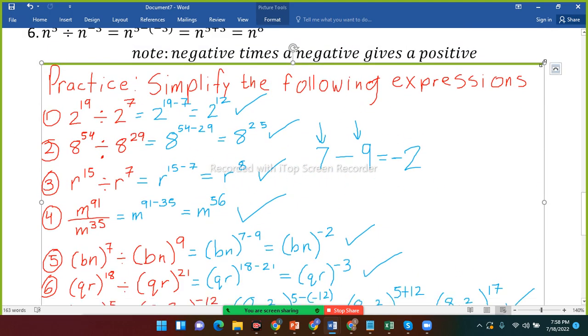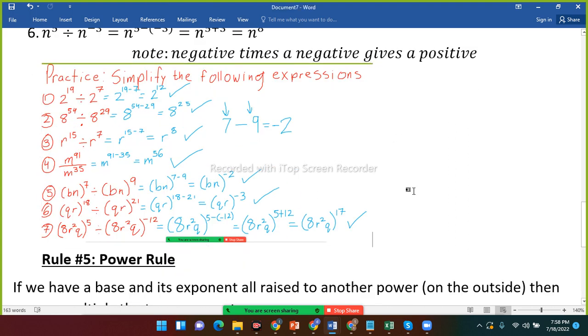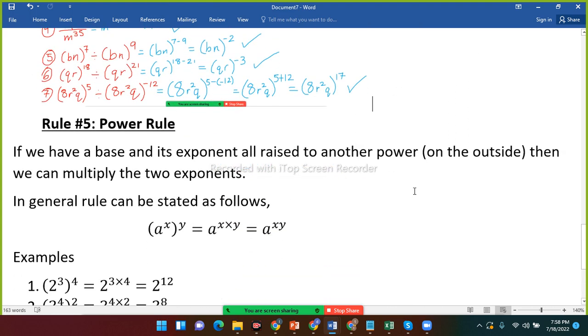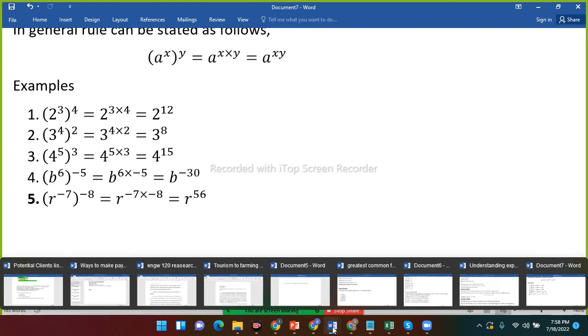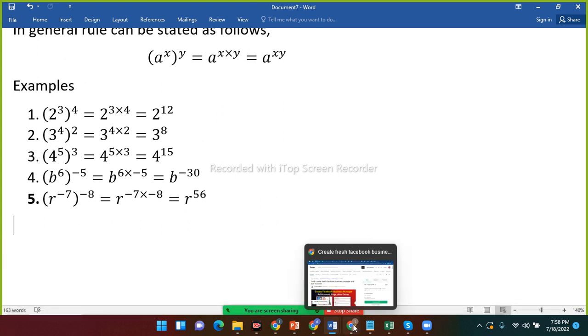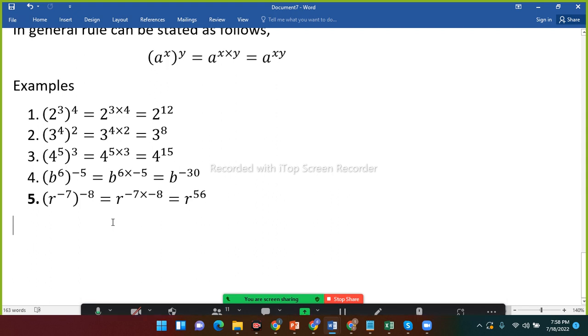All right, next up is rule number 5. So right about now, if you have already completed writing the math notes, you can start sending in the notes for tonight. Send it to WhatsApp for me. Take a picture of them and send it.